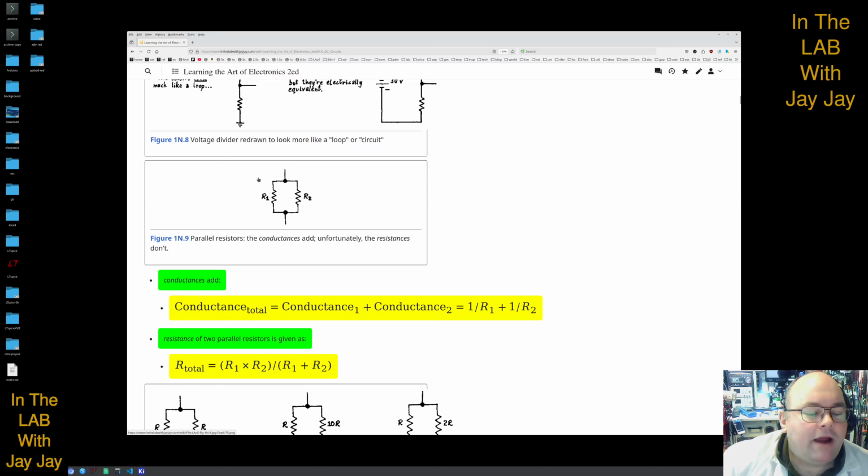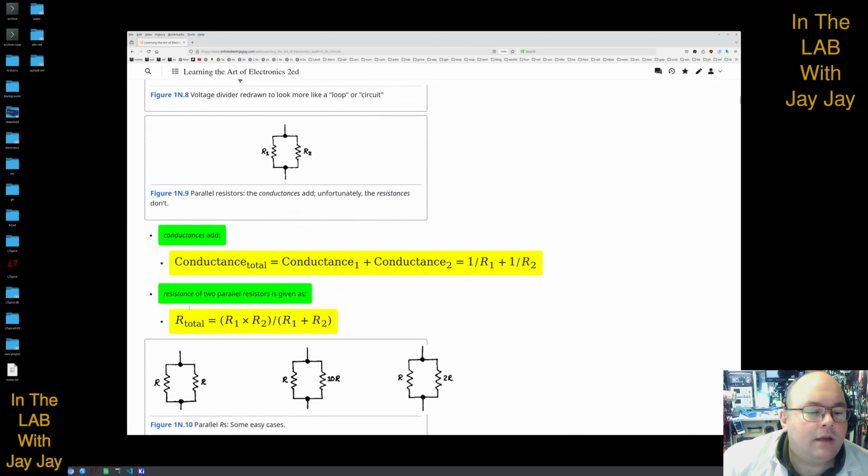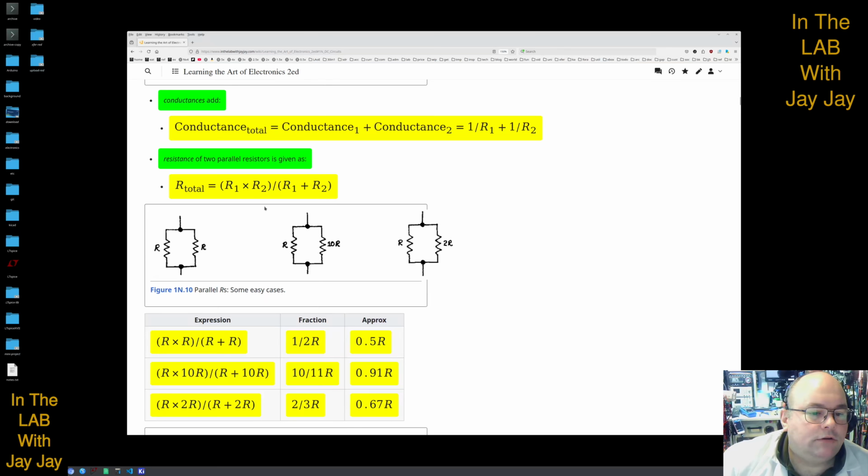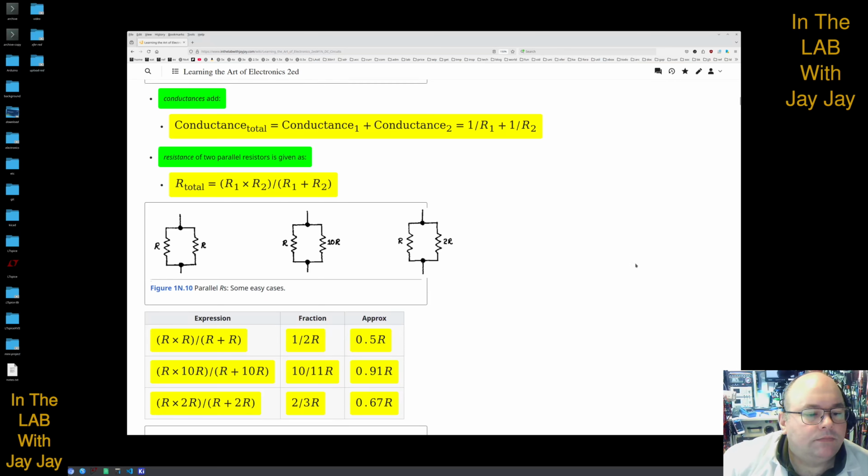With parallel resistors, the conductances add, and that's the reciprocal of the resistances. If you've only got two resistors that you're working with, then you can come up with an expression for the total resistance as R1 times R2 divided by R1 plus R2. This gets more complicated if you add more resistors, but two resistors just looks like this. And we'll see our voltage divider looks very similar to this as well.